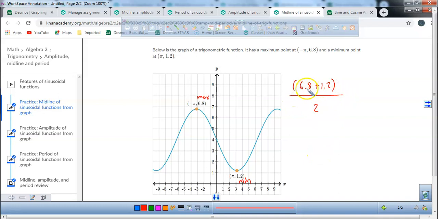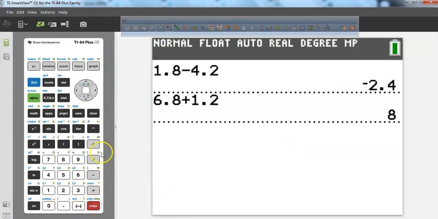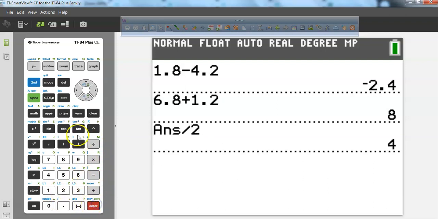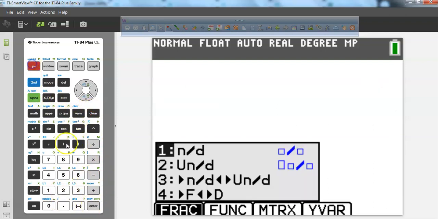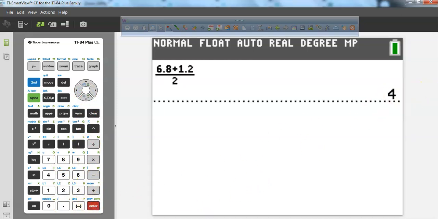We can kind of do this in our heads. You can see that 6.8 plus 1.2 is 8, and 8 over 2 is 4. But just in case you don't know how to do it in your head, you could do 6.8 plus 1.2, press enter, then divide that by 2. If you like to use alpha y equals enter, you can try that too. Type in the 6.8 plus the 1.2, then divide by 2. You still get the same answer of 4.